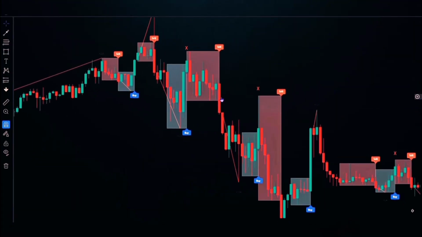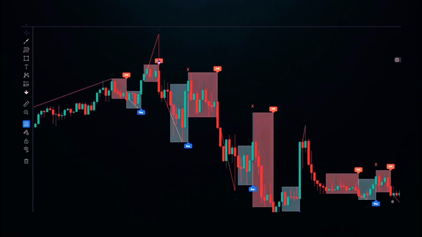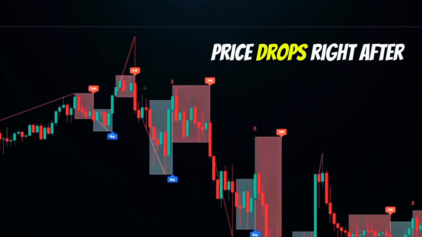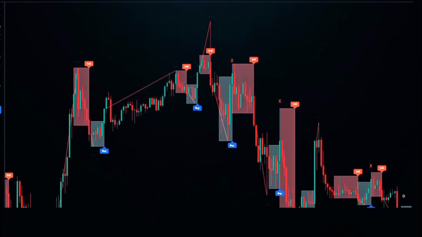And it works on the sell side too. Even on bearish days, price can push up first. But when it retraces into a valid supply zone, that's when the sell signal triggers, and the price drops right after. So you're not chasing price. You're trading reactions from high probability zones.